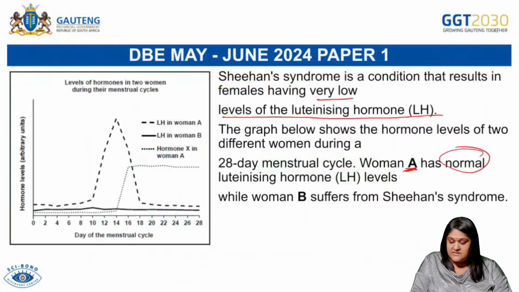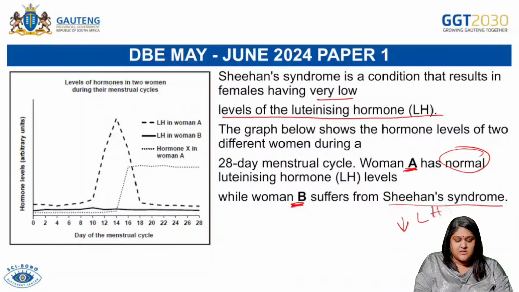Okay, let's just remind ourselves. You should be doing this as well, grade 12, when you get things. B is Sheehan's. So this one has less LH. Right? So LH, we have this dotted line over here, you can see around day 14 we have a surge. Okay, so normal. But here in woman B, can you see that the LH levels now are remaining constantly low?